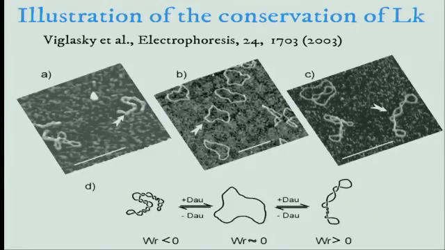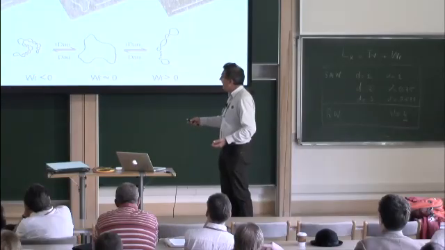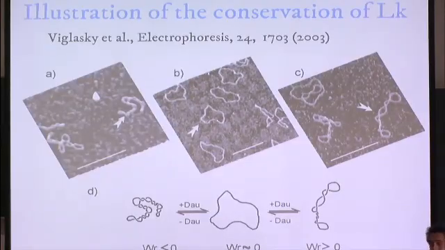We took negatively supercoiled DNA from bacteria and added different amounts of daunorubicin, which is an intercalator. The intercalator changes the twist of the molecule. It reduces the twist, and because the linking number is constant, the writhe has to increase. But since the writhe is negative, it increases towards 0. And towards 0, you have a perfectly relaxed DNA, which you see here. There is no crossing left.